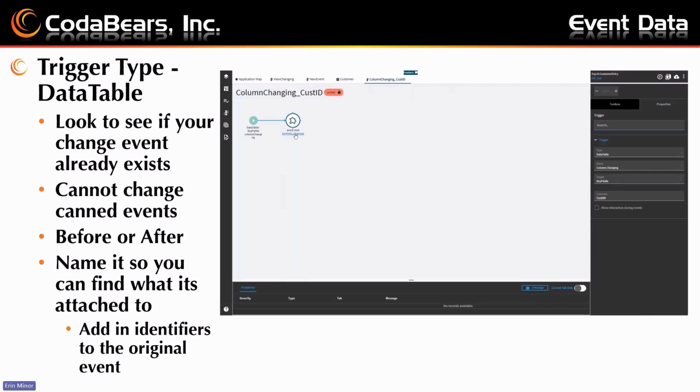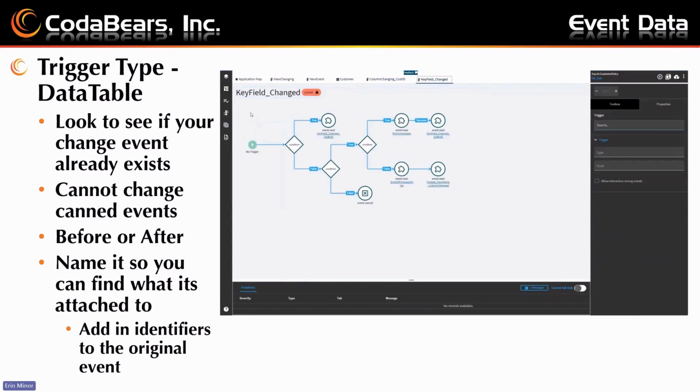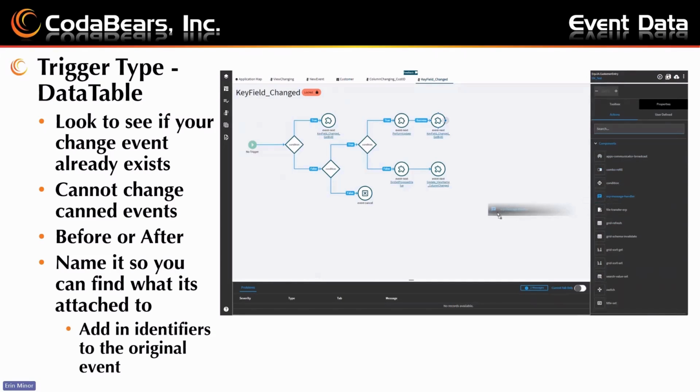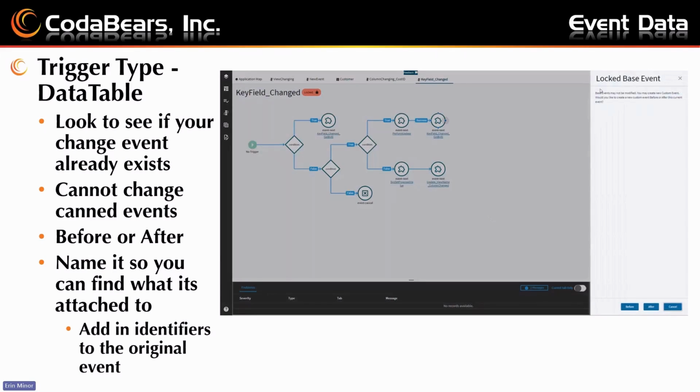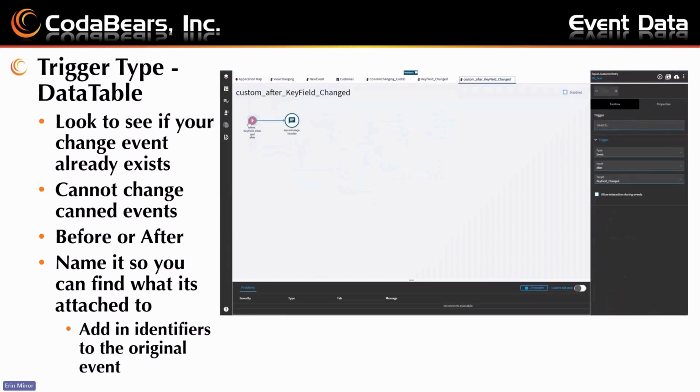So this one is column changing. The target is key field. So see how complex that key field changed is. This is a canned event. So we can't add anything to this. But if you pull in this message handler, it's going to say, hey, do you want this before or after this event? So I'm going to say, hey, I want this before. So after the key field is changed, okay, here's my message. And then I think in another one, I'll show you how to write that message. But that's a good way to identify when something is popping up.